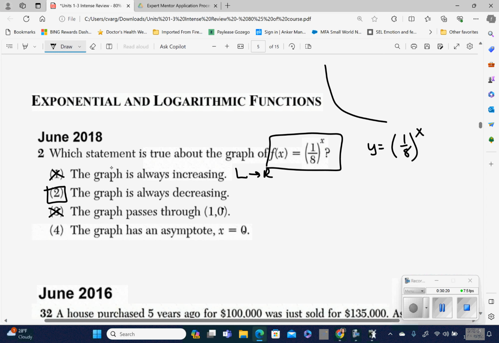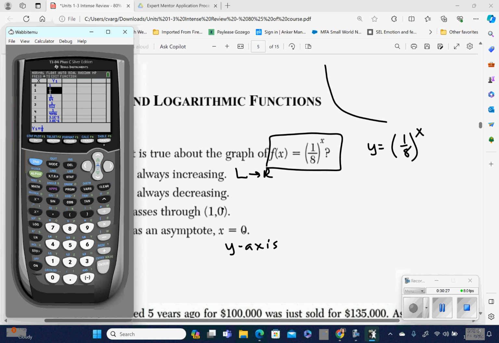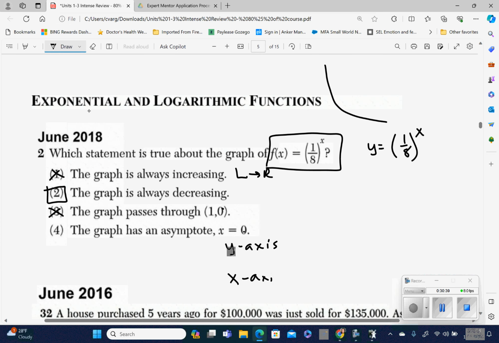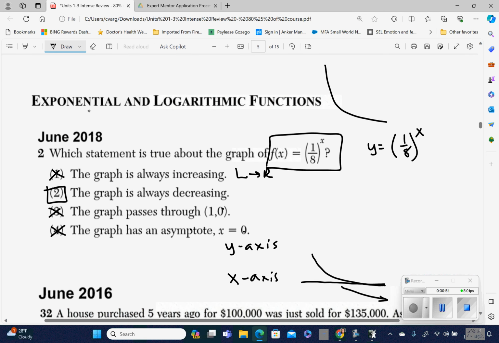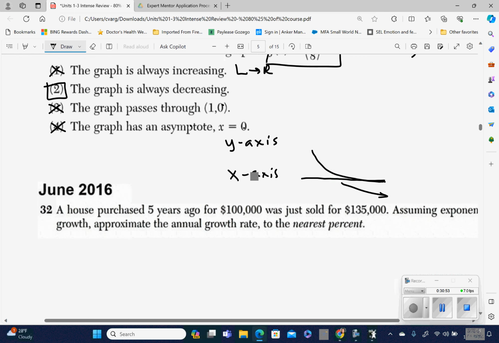The graph has an asymptote at x equals 0. X equals 0 is the y-axis. And if I look at my y-axis right here, there is no asymptote. Remember, asymptote means that it's going to approach but never cross. Actually, the graph has an asymptote at the x-axis because if you notice, it's getting very, very close, right? But it never crosses. If this is the x-axis right here, it never crosses and it goes to the negative side. So choice 4 is also false. The only one that might make sense is option number 2.